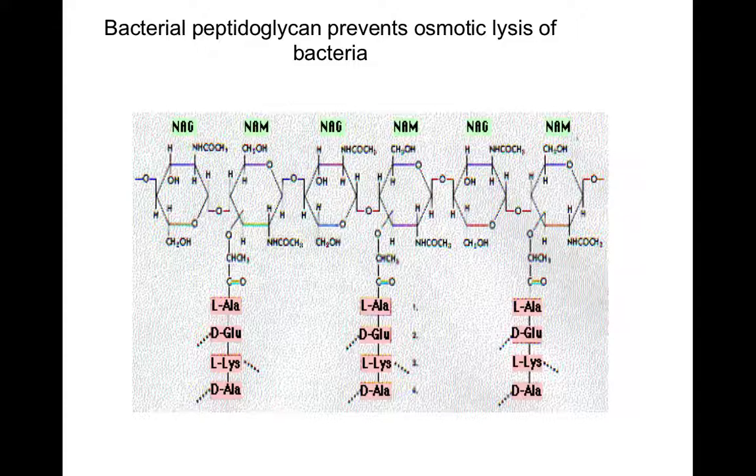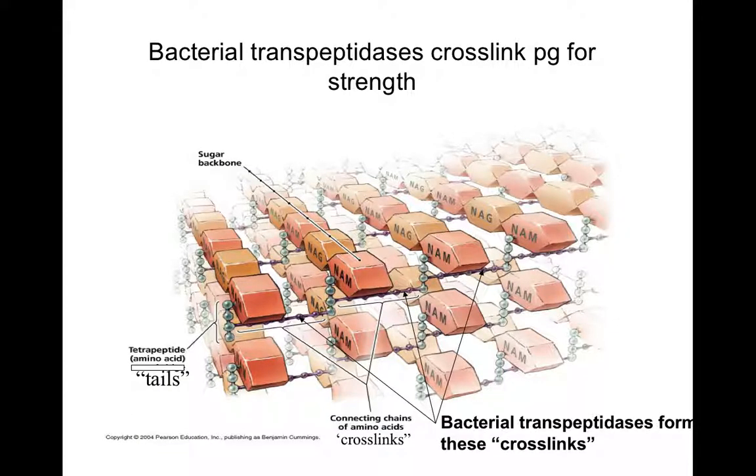So let's move to the next PowerPoint and see if we can see that. Again, we've changed our scale here, you guys. Here are the alternating backbones of NAG and NAM. And we can see we have multiple layers. These little balls right here, that's the tetrapeptide tail right here and right there, down there. And this is a cool thing that bacteria do. They form these covalent bridges between the tetrapeptide tails on different peptidoglycan strands. And it's these bridges, these peptide crosslinks, these peptide bridges that make peptidoglycan so strong.